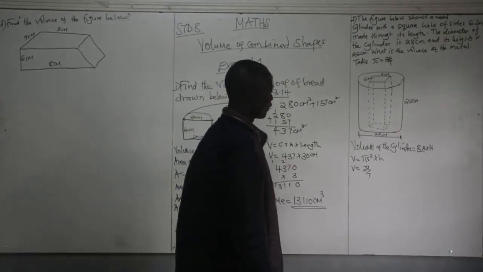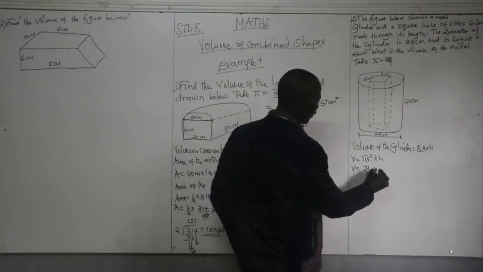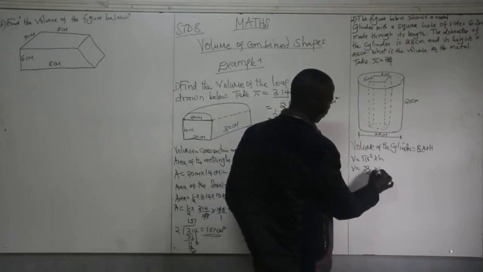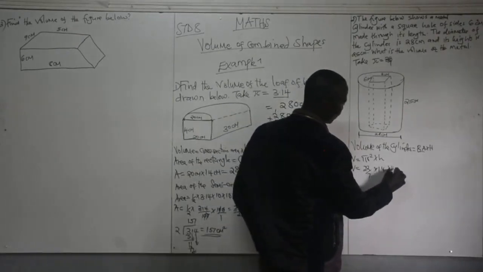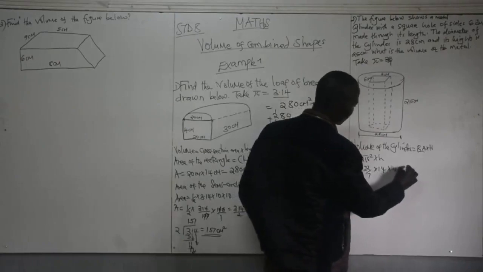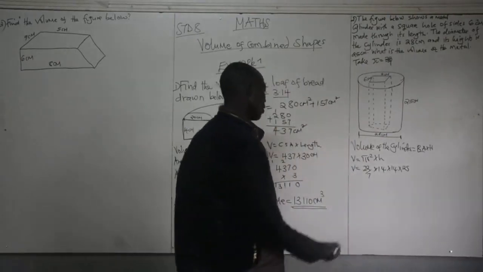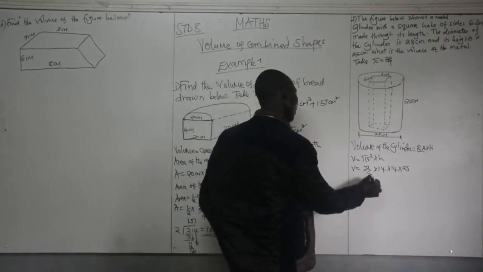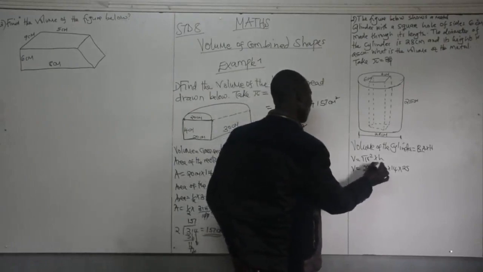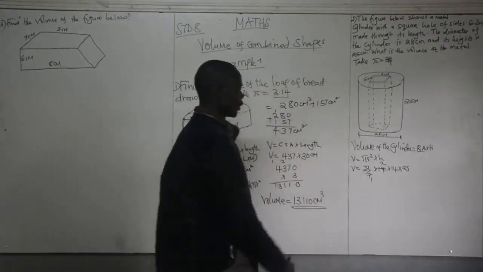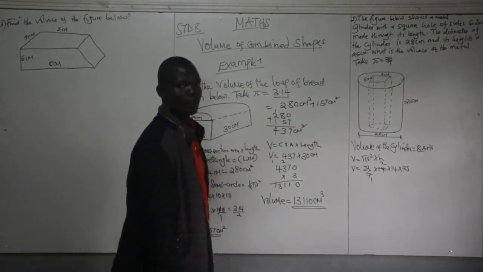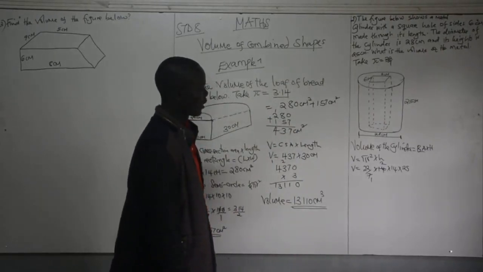The radius is 14 centimeters. So you multiply by 14, again you multiply by 14, then you multiply by the height, which is 25. So you can now say 7 into 7, 1, 7 into 14 is 2. 2 times 22 gives us 44. So 44 multiplied by 14.